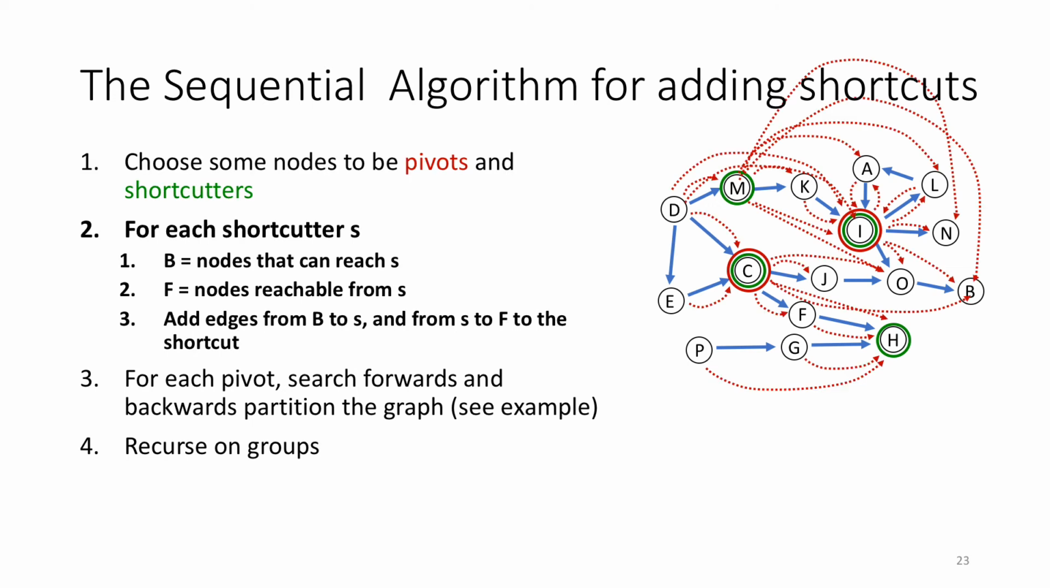Then, for each shortcutter S, we do a forward and backward search, and we add edges from its backward node set to S, and from S to its forward node set. In this example graph, C will do a forward search and meet J, O, B, F, H, and add edges to these nodes. And for the backward search, it will add edges from D to C, and E to C.